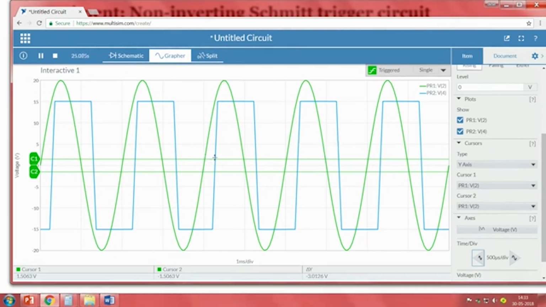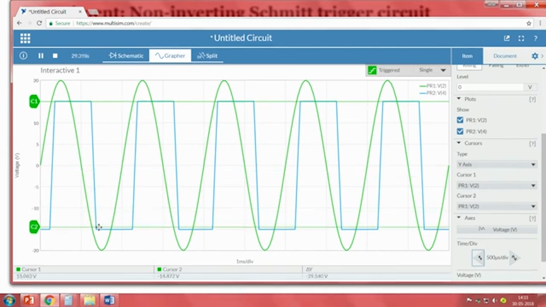So, I will set C1 as plus 15. You can see it at this point. C1 is somewhere around 10 right now, so I will go to 15 volts, moving to 15, and C2 should be minus 15. So, the C2 value we can see here. Now, the output is as per expected.